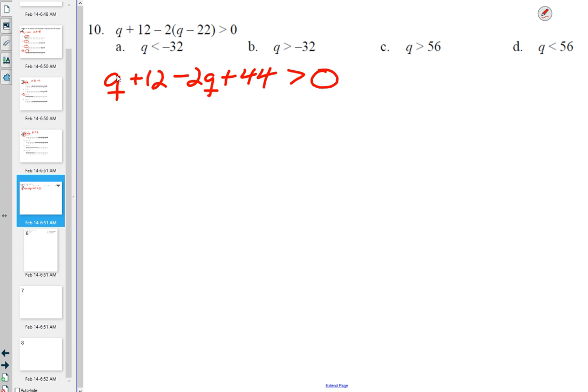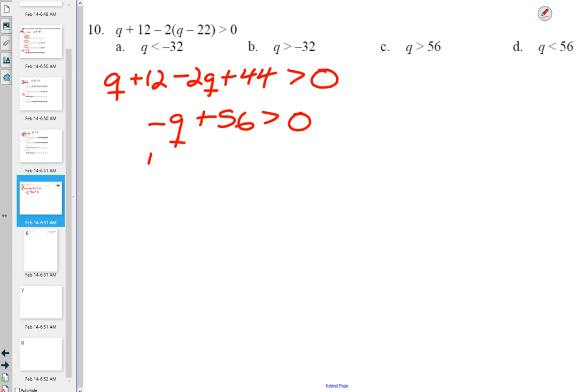Go ahead, Jasmine. Yeah, let's combine the like terms. Q minus 2Q is negative Q. And then 12 and 44 is plus 56 greater than 0. Now here there's a couple things you could do. You could worry about getting Q by itself by getting rid of the 56 and the negative, or you could realize how many terms are left. Well, it looks like 3, but really it's only 2 because 0 means that there's nothing over here.